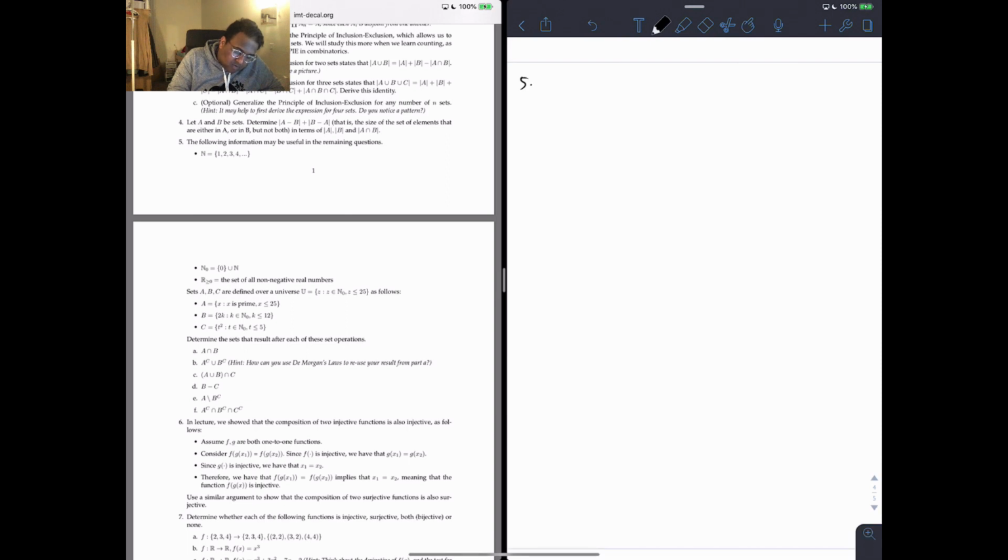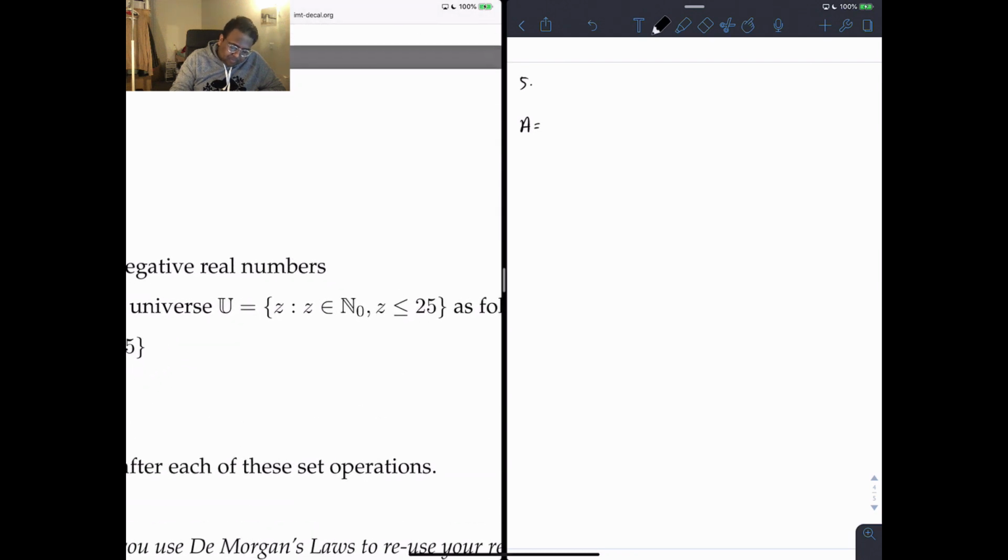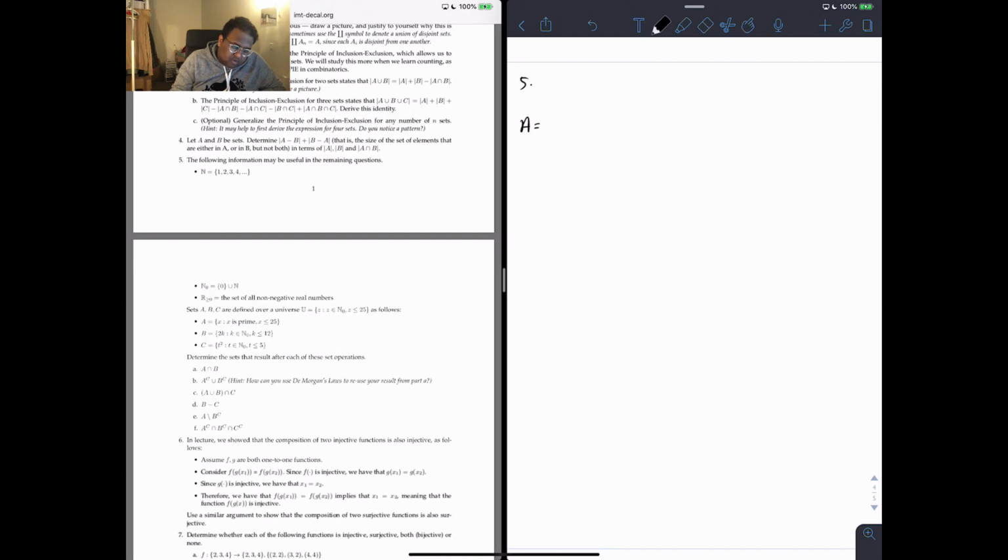Okay, so first let's look at what A is. Well, it's the set of all prime numbers that are less than or equal to 25 that are in the set of whole numbers. See, we're told that our universe is the set of all whole numbers less than or equal to 25. So that means A will look something like 2, 3, 5, 7, 11, 13, 17, 19, 23, and yeah, that's it. Looks okay.